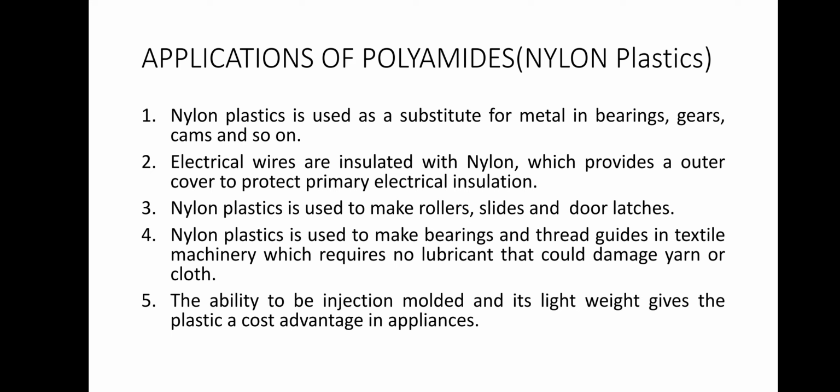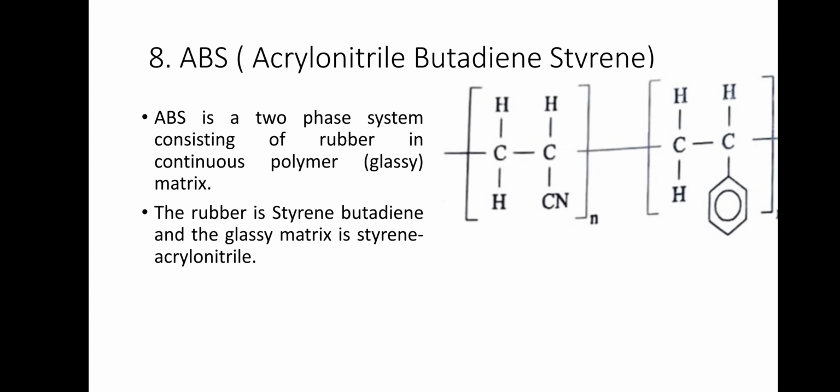Nylon plastics are used to make rollers, slides and door latches. Nylon plastics are used to make bearings and thread guides in textile machinery, which require no lubricant that could damage yarn or cloth. The ability to be injection molded and its light weight give plastic a cost advantage in many appliances.